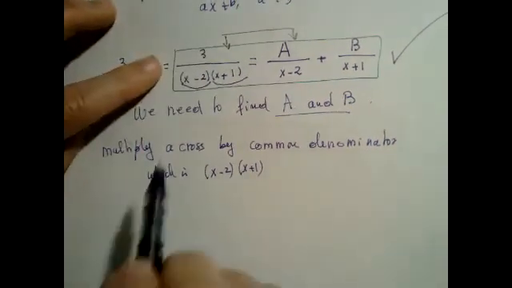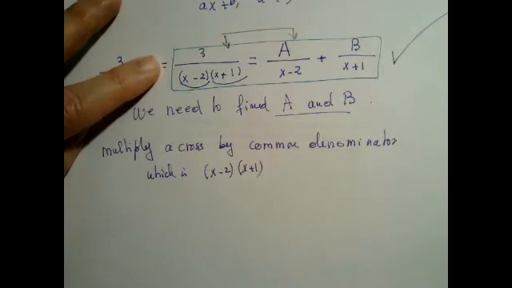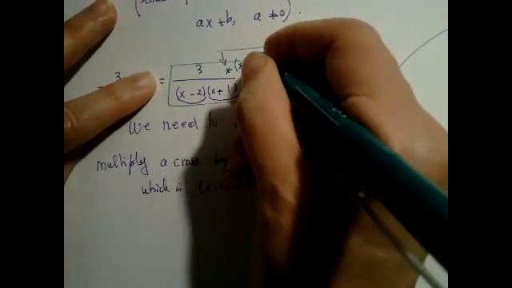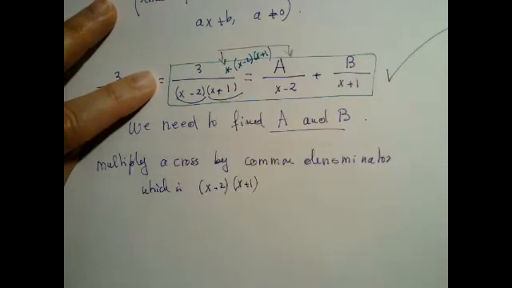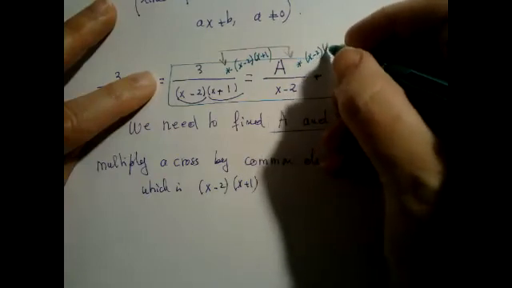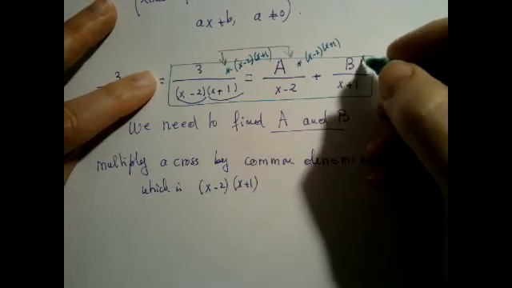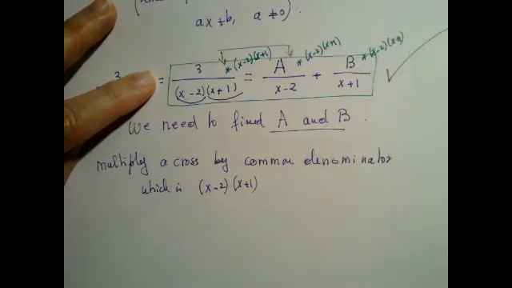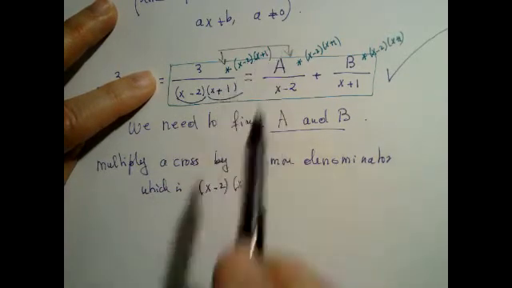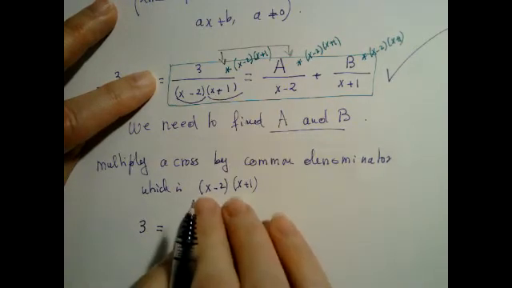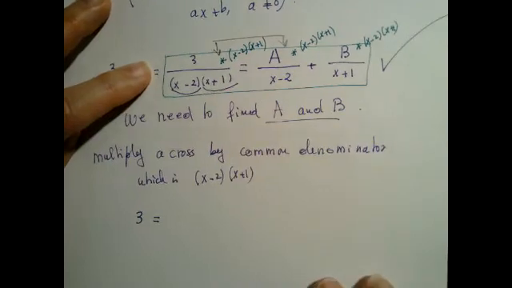All right, I'm going to multiply across by this. So let us do that. I'm going to multiply this by x minus 2 times x plus 1. I have to multiply across and see what I get. Okay, let's see what I do. If I multiply this term by x minus 2 times x plus 1, I will get a 3. And definitely we're multiplying, so we get rid of the denominator, so I don't have to deal with it.